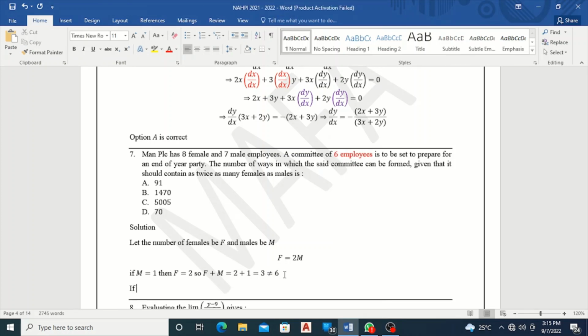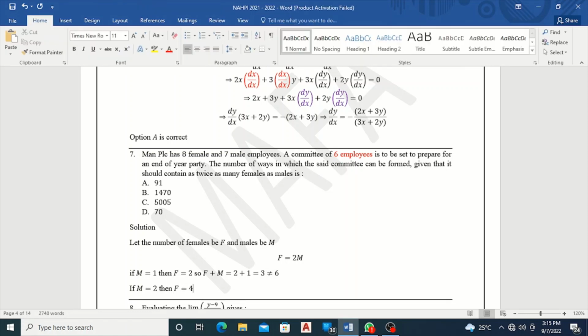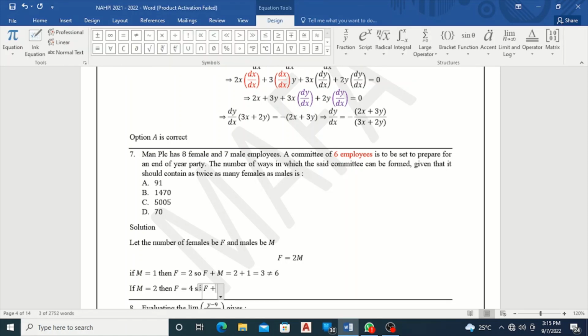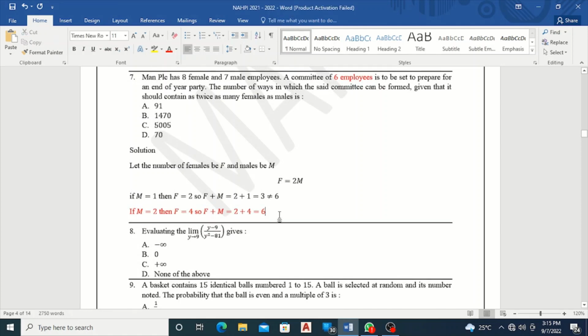Now if m is equal to 2, then our f is equal to 4 because it's 2 times 2. So our f plus m is equal to 2 plus 4, which is 6. This case is perfect. We have 6 employees. Now look at, if we have m equal to 3, what do we get? So let's conclude.